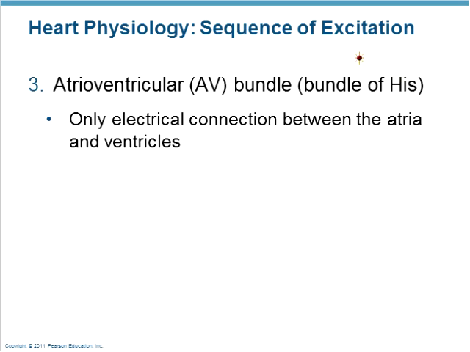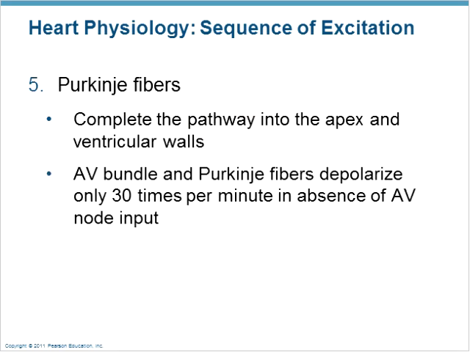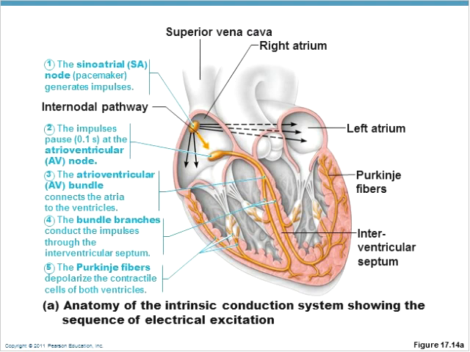The atrioventricular bundle, sometimes called the bundle of His, is the only electrical connection between the atria and the ventricles. The right and left bundle branches are two pathways in the interventricular septum of the heart that carry impulses to the apex of the heart. And then finally, the Purkinje fibers are located in the outer layer of the myocardium, and they complete the pathway in the apex and the ventricular walls. The AV bundle and the Purkinje fibers depolarize about 30 times per minute in the absence of any AV input. And so when we look at that, here's how we follow that.